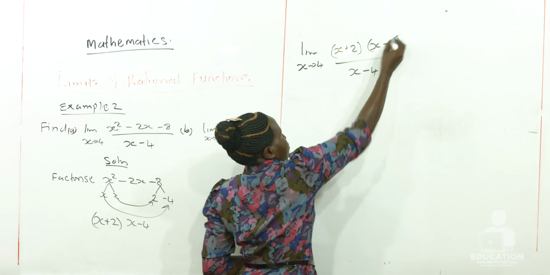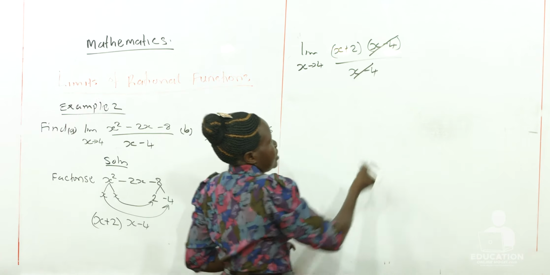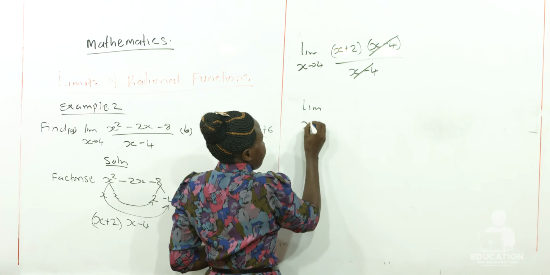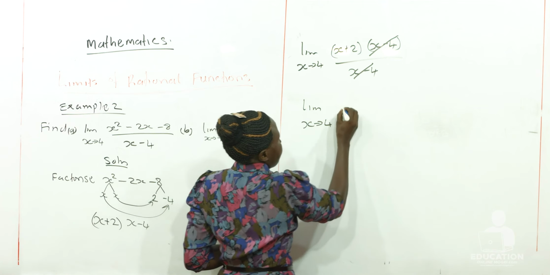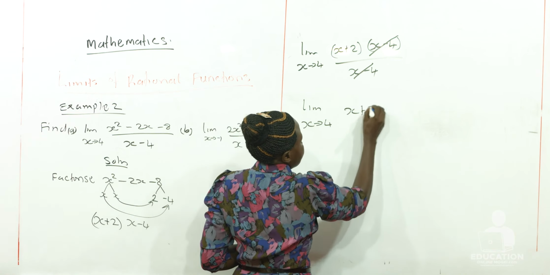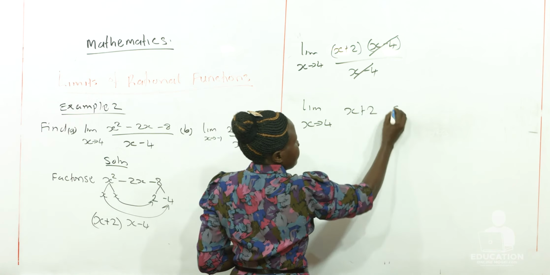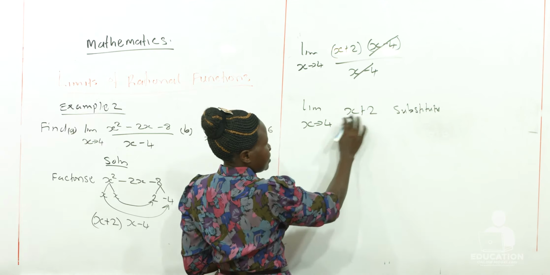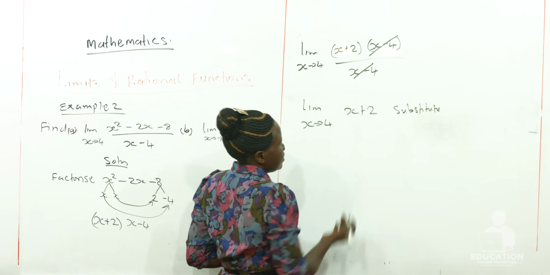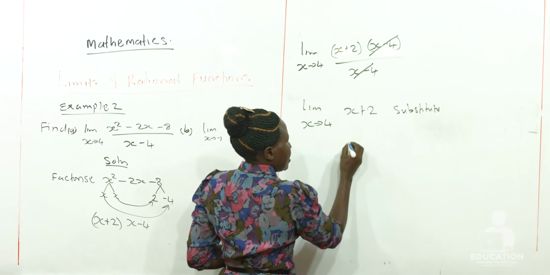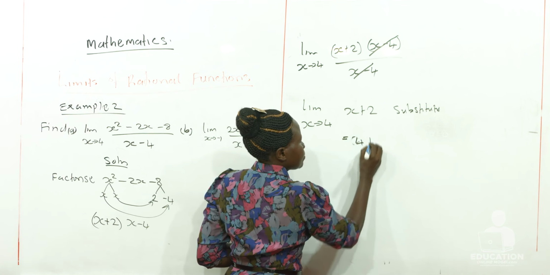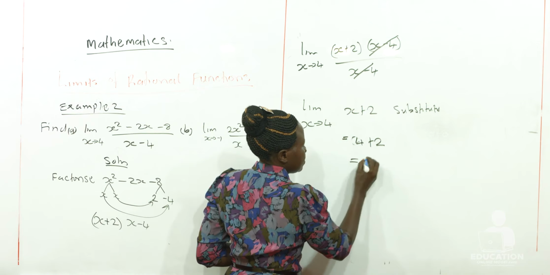Then you cancel this, and then you remain with the limit as x approaches to 4 of x plus 2. So this is where now your substitution will take place. Since x is 4, then you simply say I will have 4 plus 2, which will give me 6.